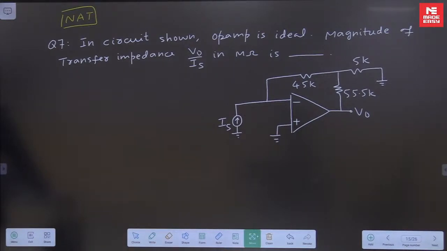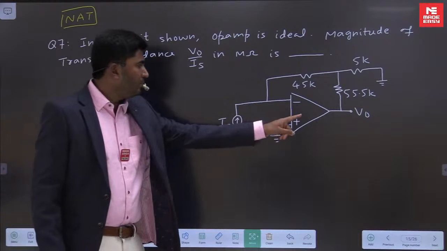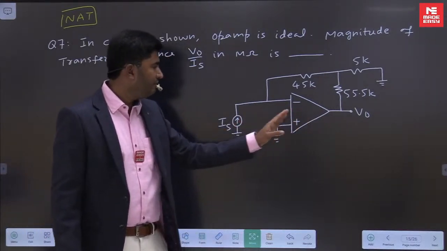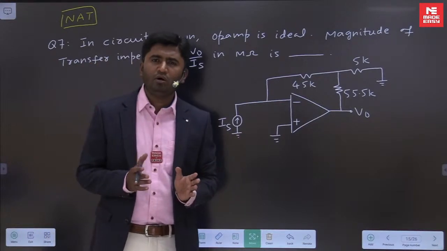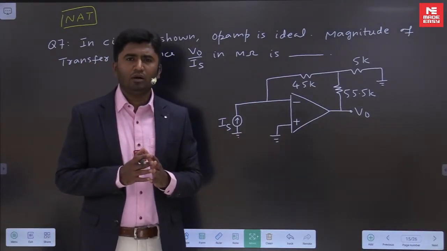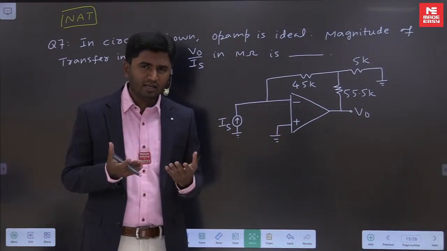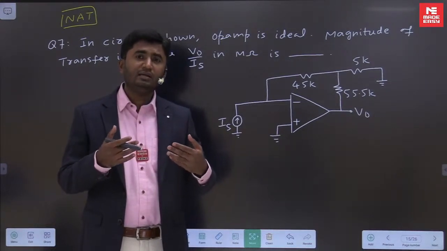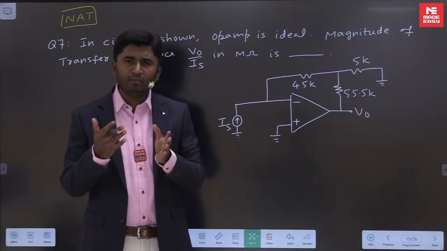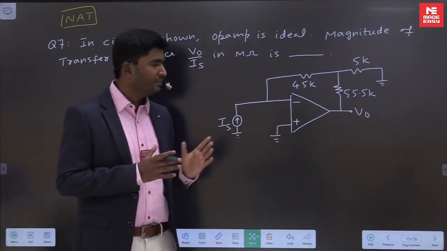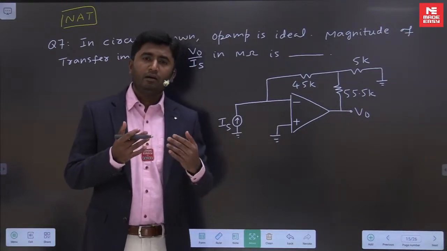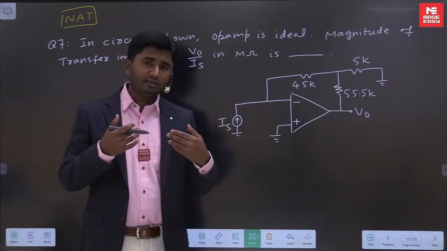In the circuit shown, the op amp is ideal, and you have to find the magnitude of the transfer impedance V naught upon Is in mega ohm. We have to calculate the ratio V naught upon Is, output voltage divided by input current. That ratio will be called transfer impedance, or we can call it trans impedance, trans resistance, or trans resistance gain. Output voltage divided by input current, V naught upon Is.